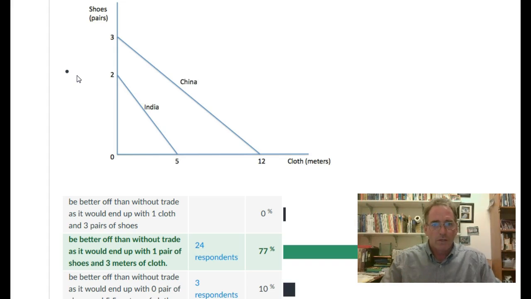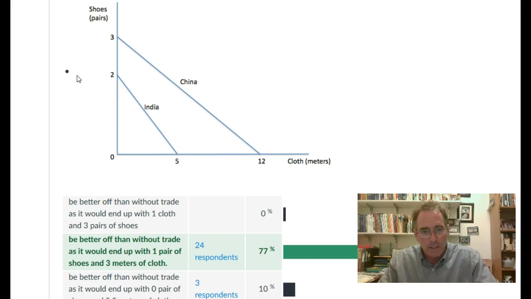As you know, there are many questions that had this setup, and basically we need to find out the opportunity cost of the goods for both countries. So let's do the opportunity cost of, well, for both goods. Let's do the opportunity cost of shoes.